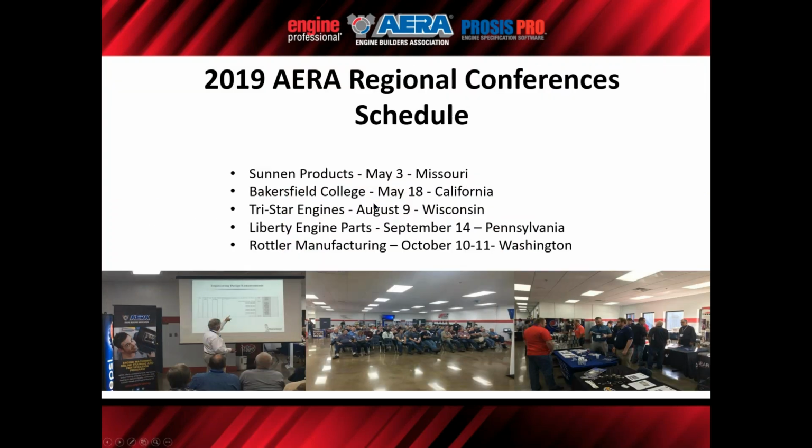So we have 5 more. We've got Sun and Products. That's going to be May 3rd out in Missouri. And you'll even see on your control panel, Amanda has placed in the handouts section, there's a little section there in your control panel that says handouts, and you can click that. And there's a PDF of the Sun and Products Regional right in there for you to download to have a look at. So it is there if you want more information.